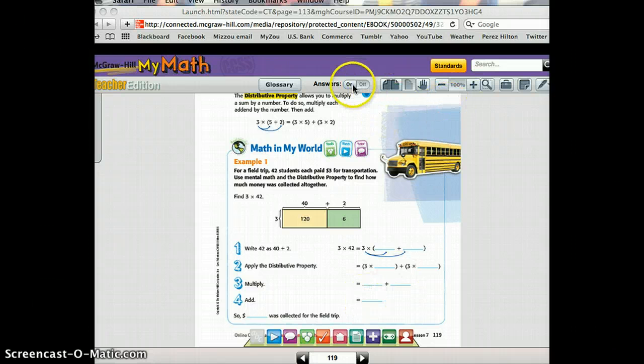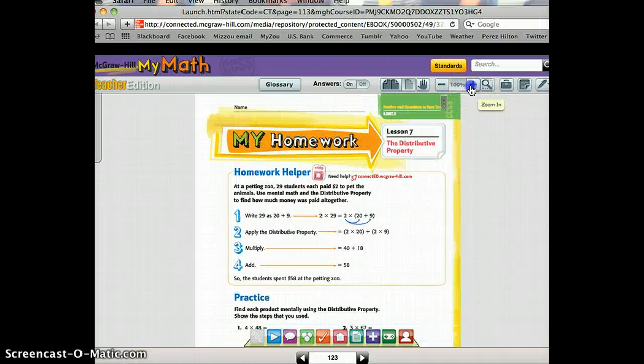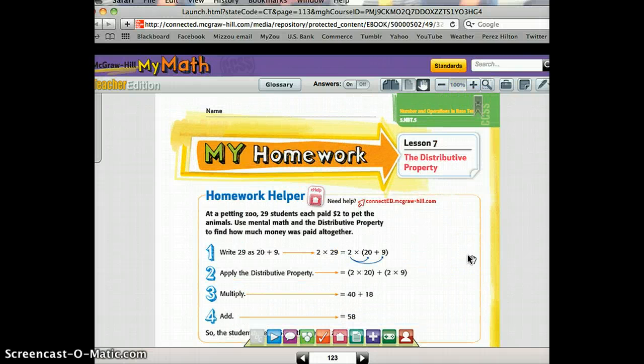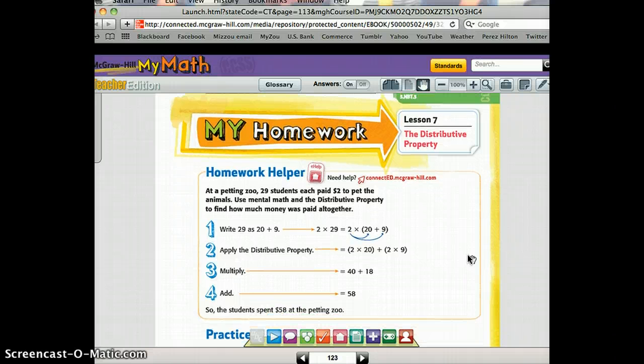I'm going to put this on so you can see. Okay, so see how the 3 they're multiplying by went out to the 40 and the 2. And then we just put the parentheses around it so that we applied the distributive property. We added together those partial products, and we got our answer of 126. Once again, your homework helper gives you the steps on page 123.